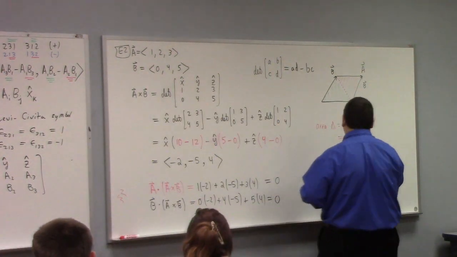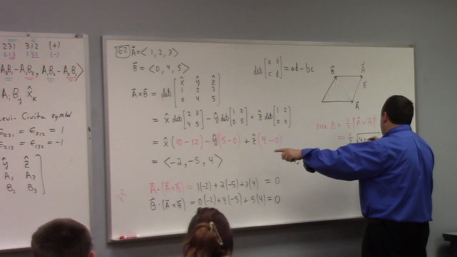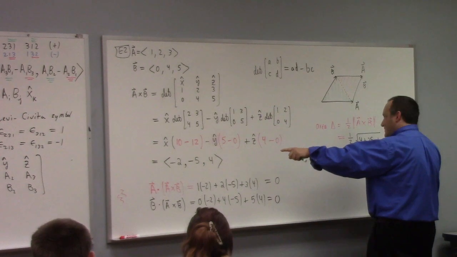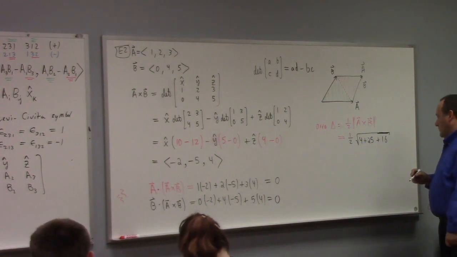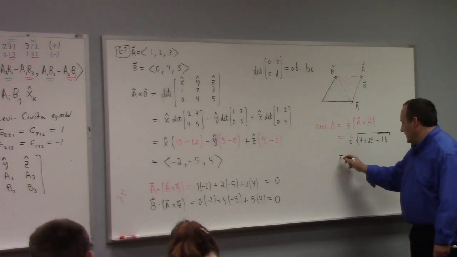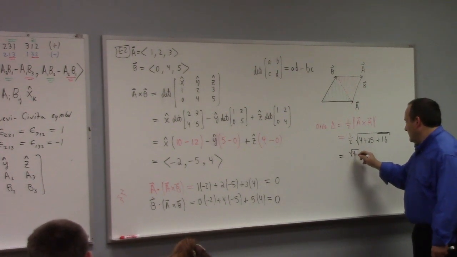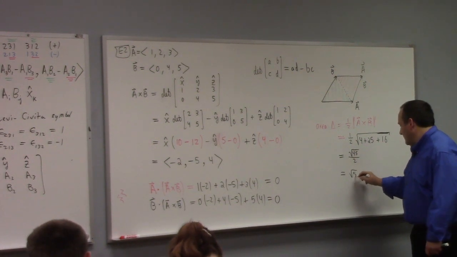Square root of what? 45, so that's 4 plus 25 plus 16, which you say is 45? Yeah. Cool. And then, of course, we got 45 over 2. So, square root of 45 over 2, which, of course, is equal to the square root of 5, right?